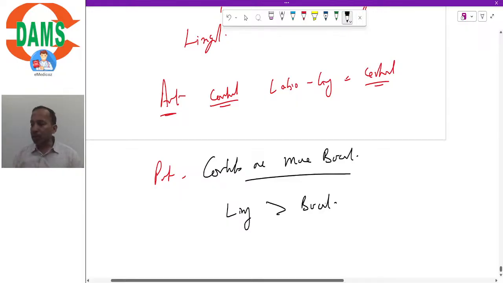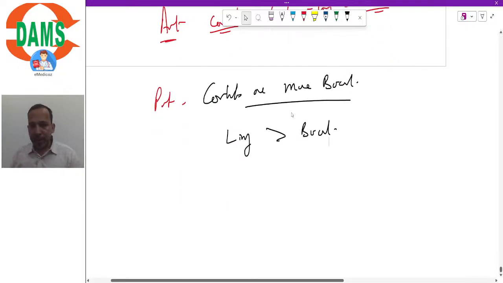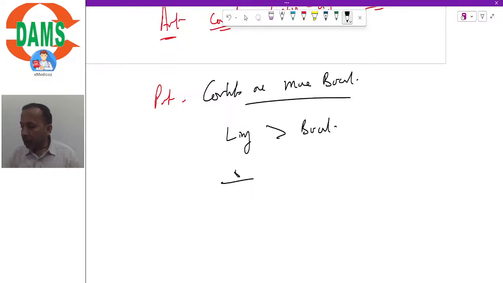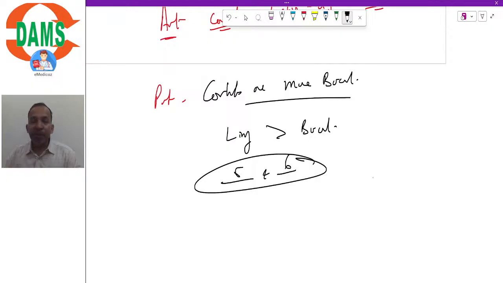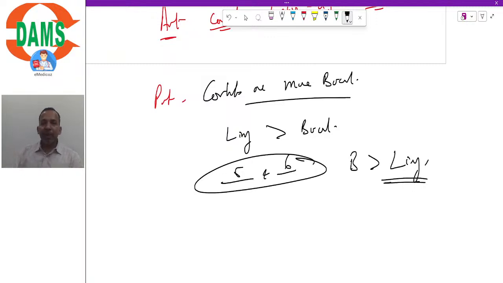The only exception to it is the embrasure between upper 5 and upper 6. See, the upper 6 has cusp of Carabelli, and therefore its lingual surface is heavier as compared to the other molars, and therefore this embrasure between 5 and 6, here buccal embrasure is larger than the lingual embrasure. Rest everywhere, it is the lingual embrasure which is larger than the buccal.